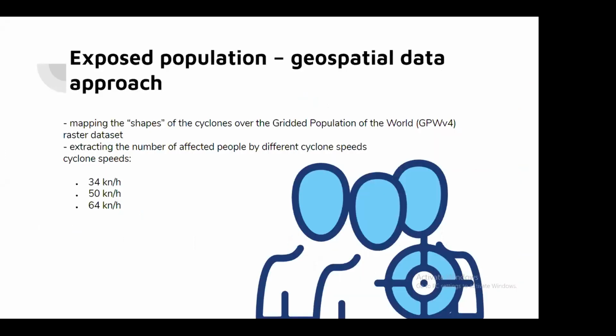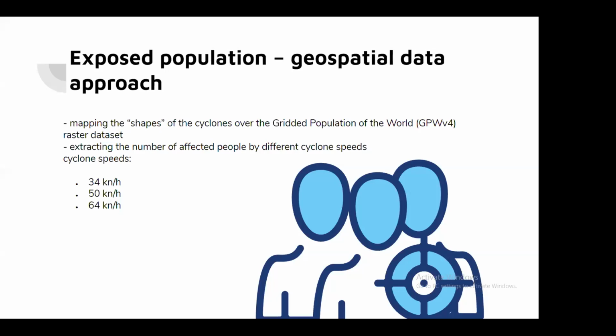The next one is very interesting because it is both very helpful for our model and very challenging technically. It is exposure of population. Imagine if you have a map of density of population or how many people live in the country on certain area. We want to overlap that with the cyclone and see how many people were actually affected.